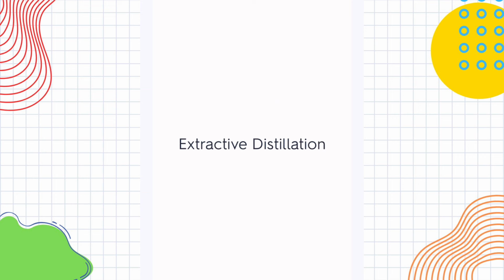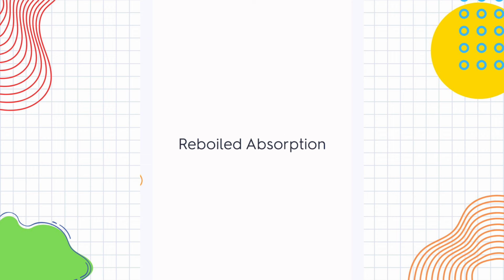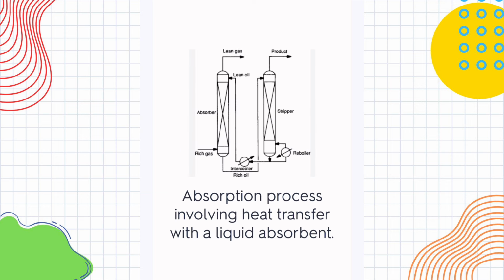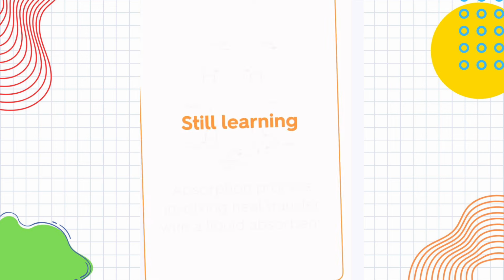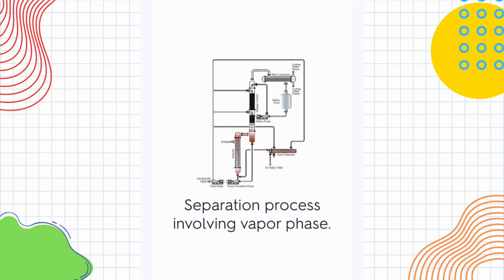Extractive distillation. Separation method using liquid solvent and heat transfer. Reboiled absorption. Absorption process involving heat transfer with a liquid absorbent. Stripping. Separation process involving vapor phase.